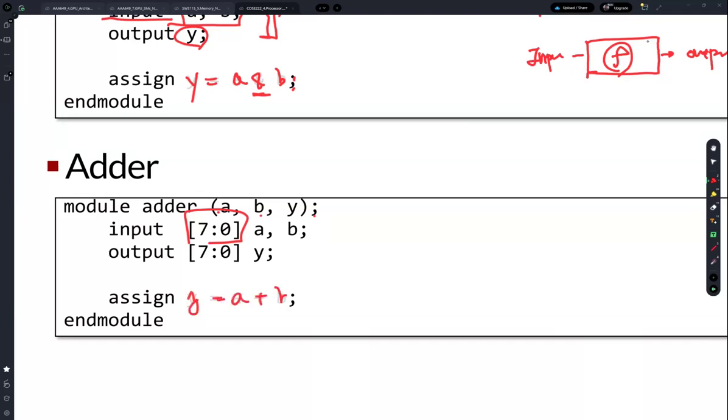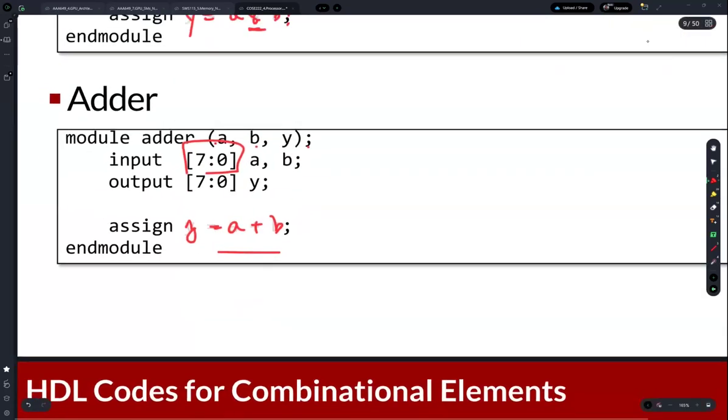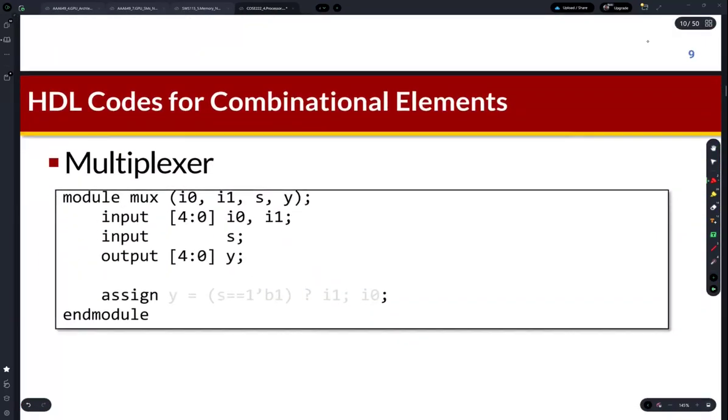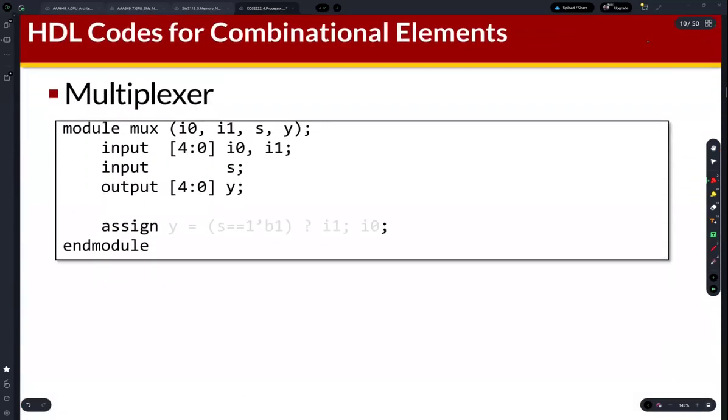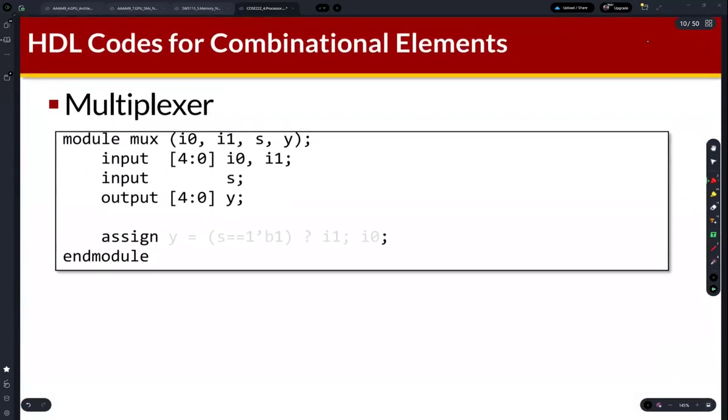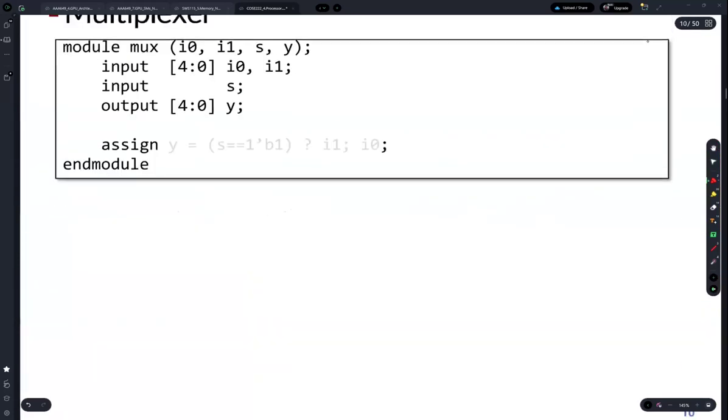So this is what we already did in lab 1, right? y equals a plus b. So we can just define the function of the combinational logic. This is another example, the multiplexer.